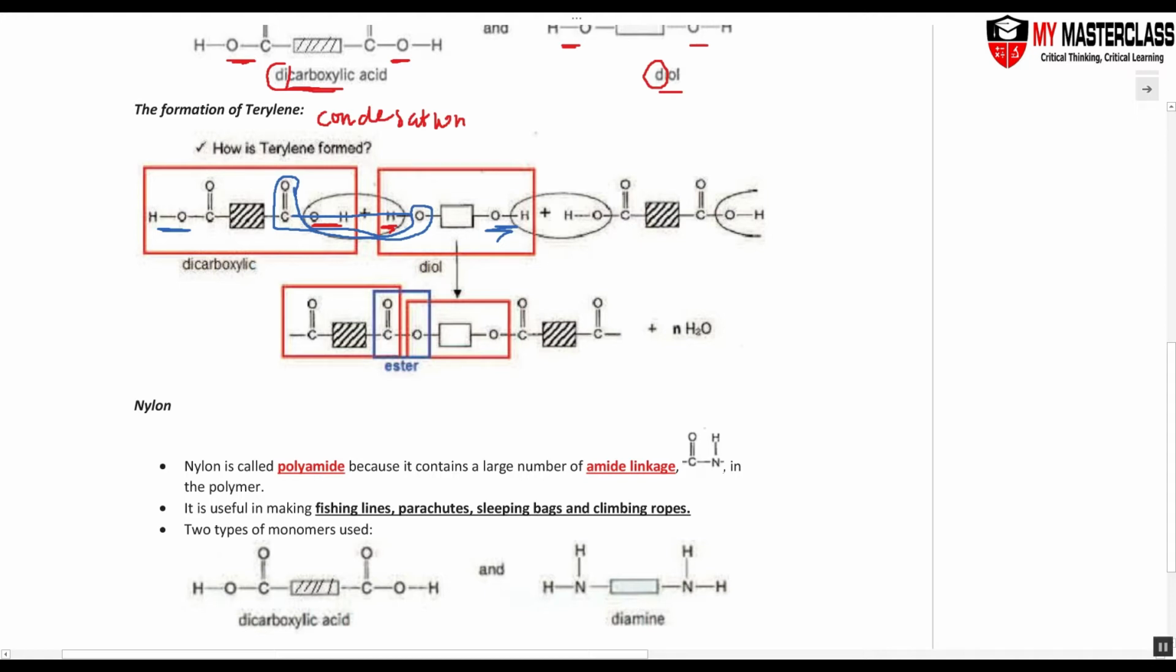So the OH from your carboxylic acid will be removed. Same thing, this one is removed, and they will join together again. And you will have an ester again, C double bond O, single bond O. The whole thing will keep repeating, and then you will have n water being condensed out, depending on how many linkages you have. One linkage, one water. One linkage, one water. So this whole thing is known as your polyester. We also call it the terylene.